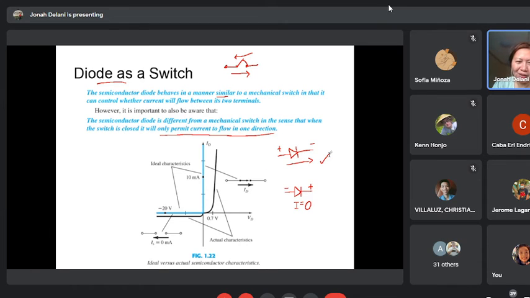So, a diode as a switch, in comparison to a mechanical switch, is the same in a way that it can be turned on and off to allow a current to flow, and when it is off, it doesn't allow current to flow. However, it is different from an ordinary switch because for an ordinary switch, when it is on, current can flow in both directions.